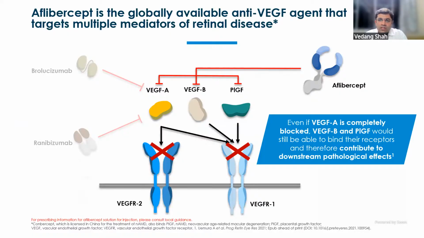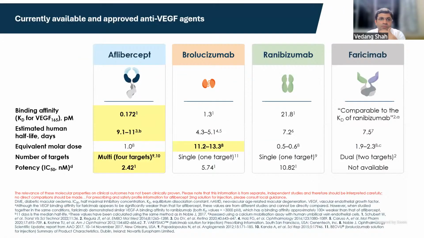How aflibercept works in comparison to other anti-VEGFs is basically that it looks into the action of VEGF-A and B, and it also tries to control the placental growth factor, thereby inhibiting their direct contribution. If only VEGF-A is blocked, VEGF-B and PlGF would still be able to bind to the receptors and contribute to the downstream pathological effects.